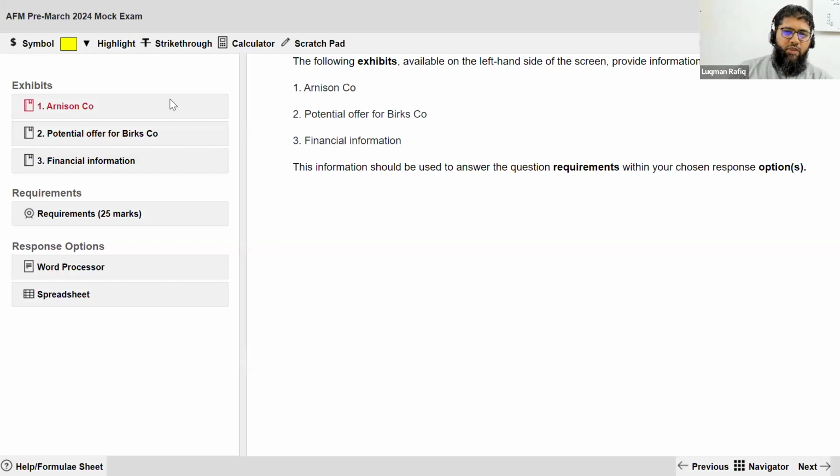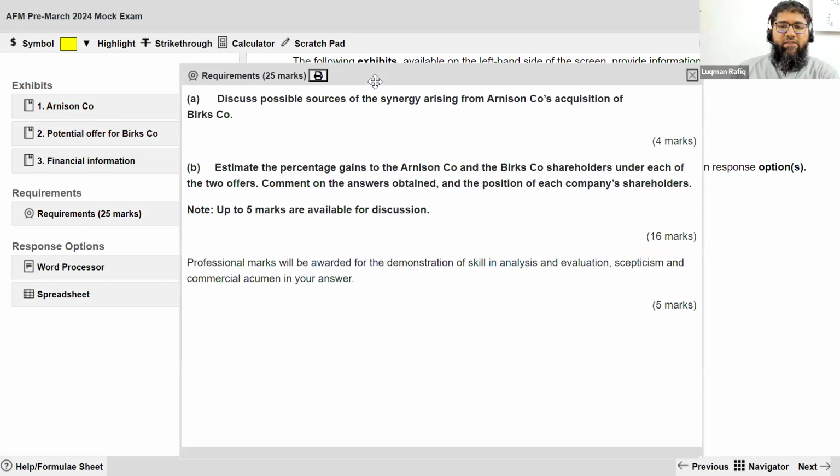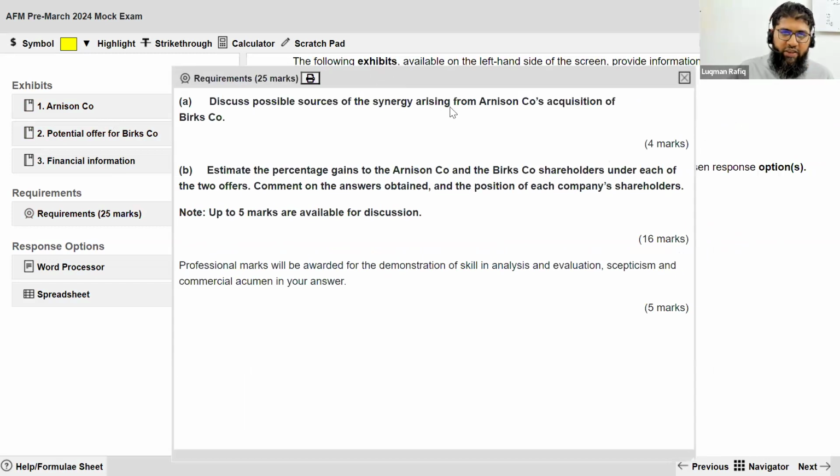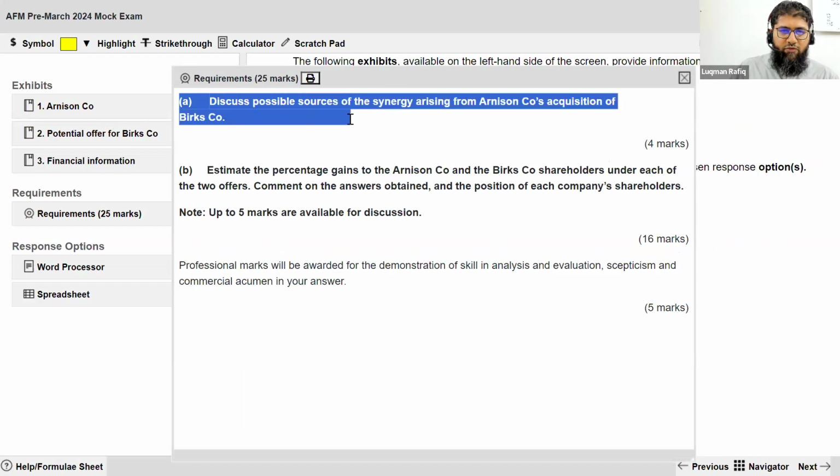Now see, the following exhibits available on the left-hand side of the screen provide information relevant to the question. Arnison Company, potential offer for Burks Company, financial information. The information should be used to answer the question requirements within your chosen options. So this is question number two of the March 2024 mock examination. The requirement of this question is: discuss possible sources of the synergy arising from Arneson Company's acquisition of Burks Company. So you have to actually discuss the possible sources.